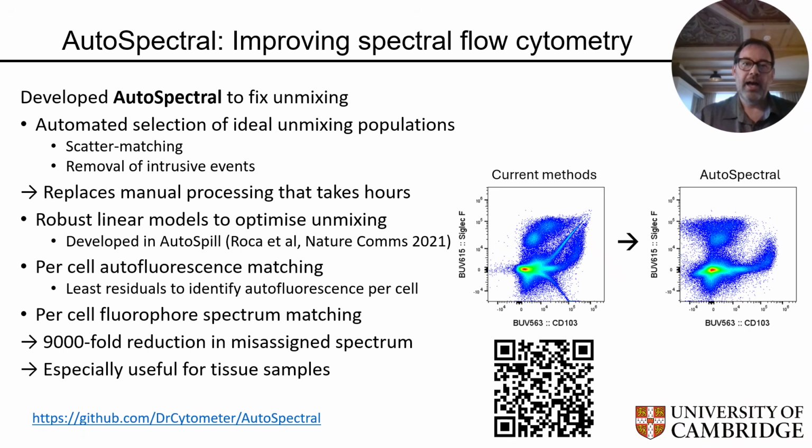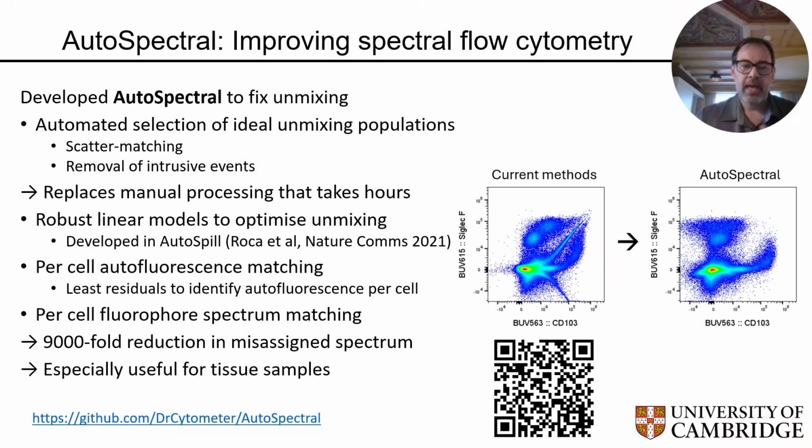We can then unmix the data from a stained sample, and for each individual cell, we can ask, does this cell give you less residual if you unmix it with autofluorescent profile 1, autofluorescent profile 2, or autofluorescent profile 3? And it does that for every individual cell individually, which means that at the end, you have got something that's been unmixed using the correct autofluorescent spectrum for that particular cell.